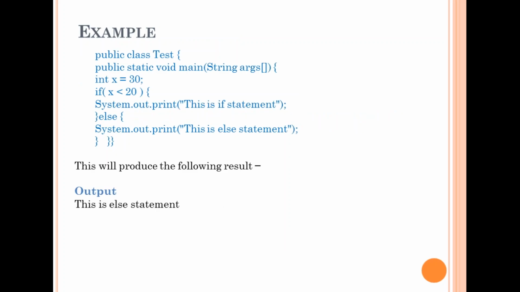For example, if int x is equal to 30 and x is less than 20, which is false, the system is not going to print "This is if statement". Else it catches the false and prints "This is else statement" as the output of the program, as 30 is not less than 20.